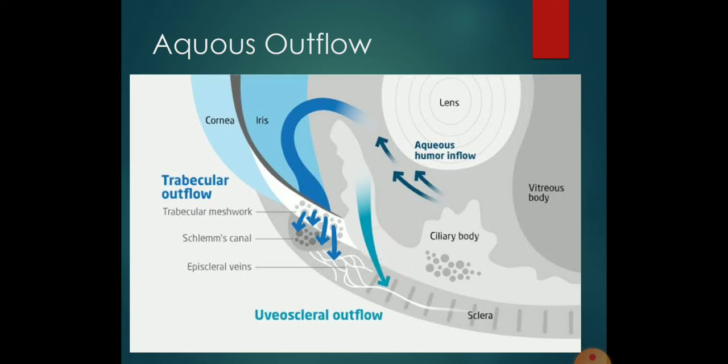So the two things are important. Once more I am repeating: the uveoscleral outflow is only 10%, and 90% of the fluid drains through the trabecular route, that is the trabecular outflow.